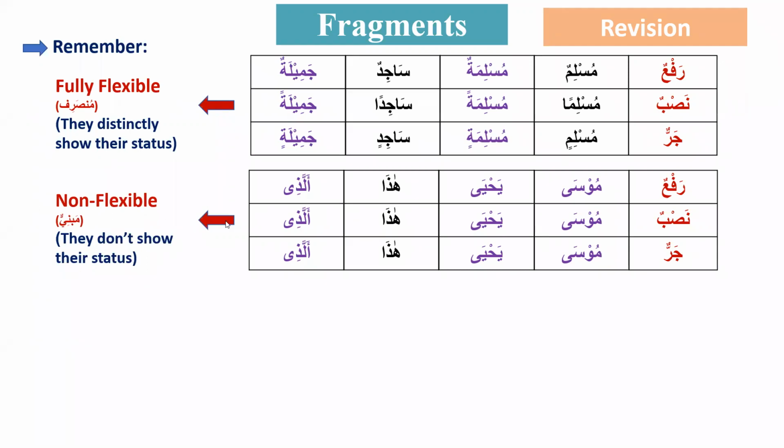Okay, third one. Brother Ahmed, can you tell us about the third type? Third type is partly flexible. Mm-hmm. Like Firaunu, Firauna, Firauna. Okay. Can I say Fir'aunun?